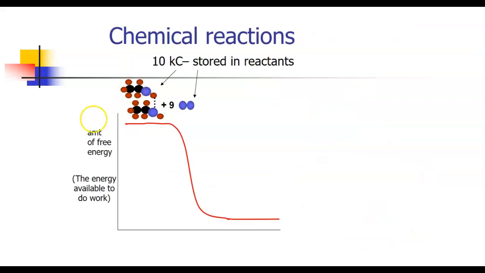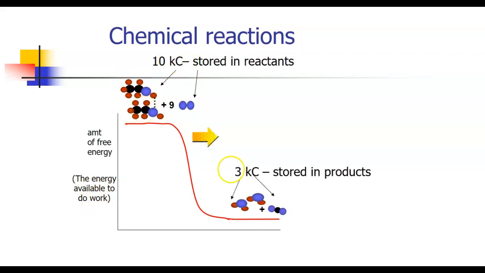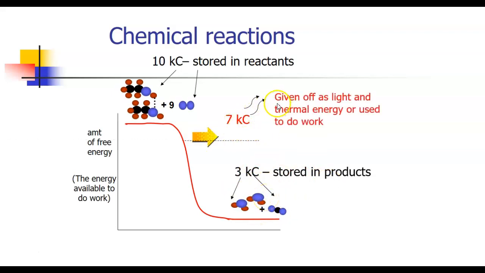We can actually graph this. We can graph the amount of free energy. And what does that mean? It means it's the amount of energy available to do work. So we can start with 10 kilocalories in those reactants. And through that reaction, we are going to release energy. There's 3 kilocalories stored in the products and 7 kilocalories given off as light and thermal energy. So it's this change we can see was the free energy change.